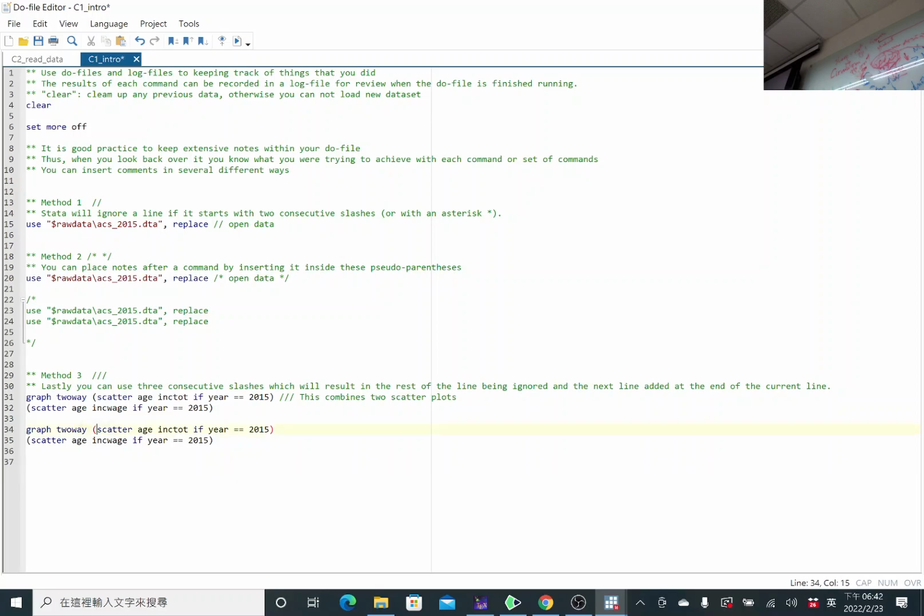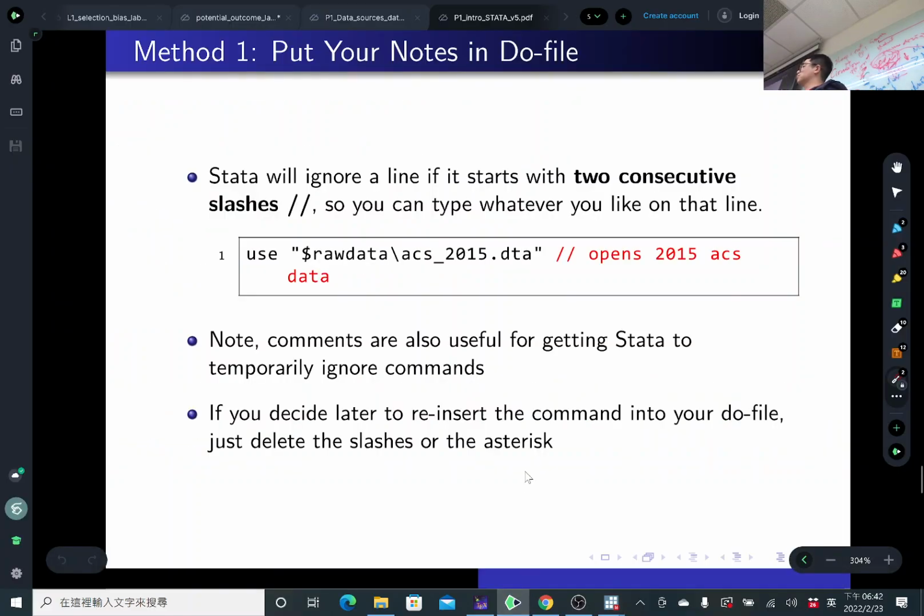But if you type like this, Stata will have some problem. You don't want to write down a very long command line, so you can use three slashes, and Stata will know this line and this line belong to the same command line. So that's the three slashes. Okay, any questions for this?